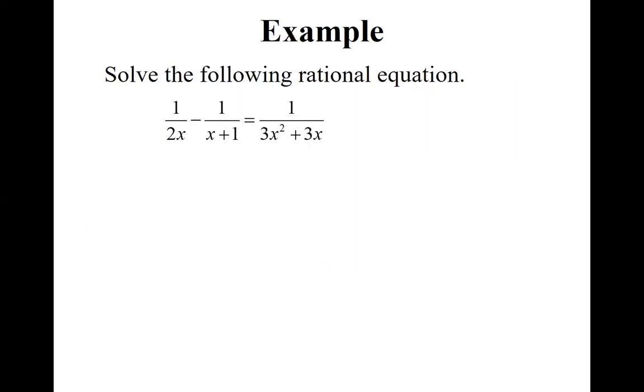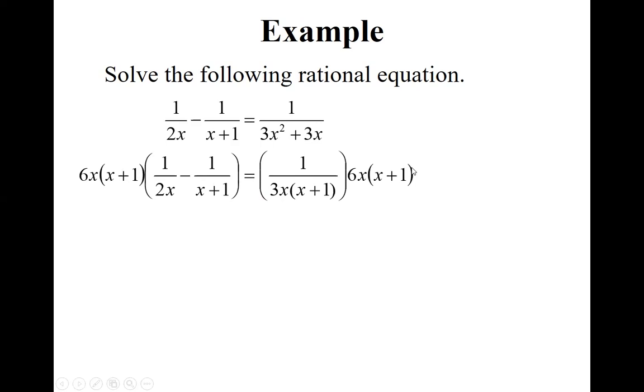So let's solve the following rational equation. 1 over 2x minus 1 over x plus 1 equals 1 over 3x squared plus 3x. We'll especially be watching out for values of x such as 0 or -1, things that make the denominators equal to 0. We factor. The 3x squared plus 3x factors to 3x times x plus 1. Our unique factors are 2, x, x plus 1, and 3.